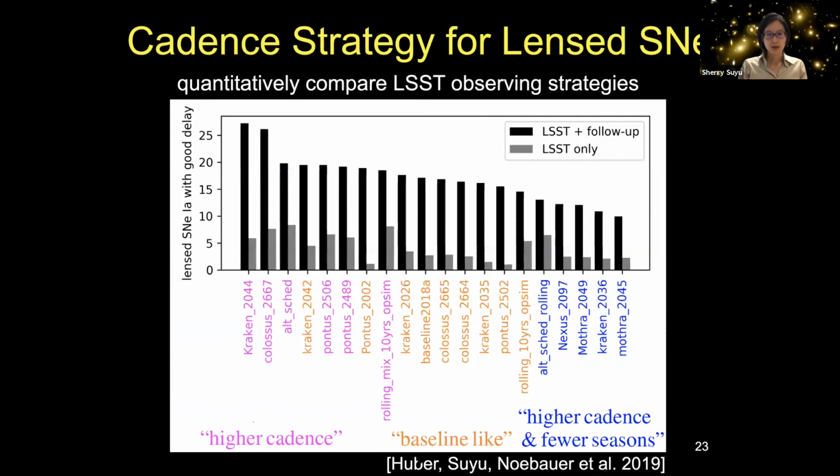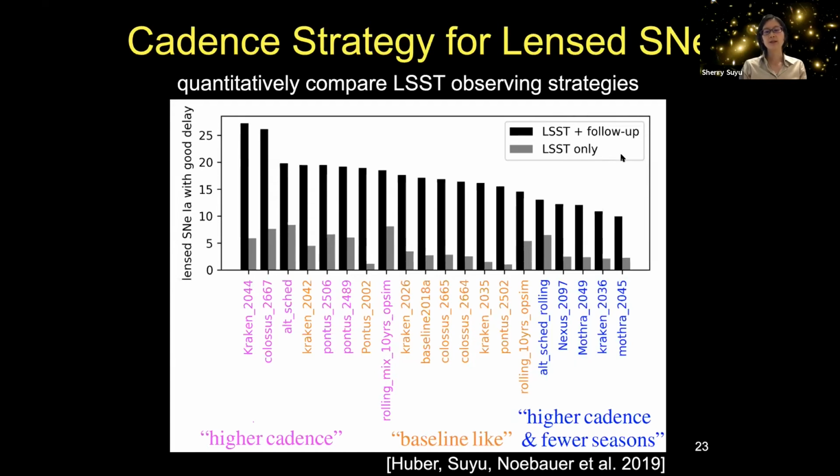So Simon Huber, who is a PhD student here, has taken on the challenge to quantitatively assess the impact of LSST observing strategies. In particular, he has compared these 20 LSST observing strategies shown on the x-axis. Don't worry about these cryptic names, but basically these strategies are categorized into 3 categories: baseline-like in orange, higher cadence in pink, and higher cadence at the expense of fewer seasons in blue. On the y-axis, I show the number of lensed supernovae Ia with good time delay measurements, meaning time delays with better than 5% precision and 1% accuracy. That's good enough for cosmology. From the study, the gray bars are from LSST data alone, and the black are from LSST plus follow-up.